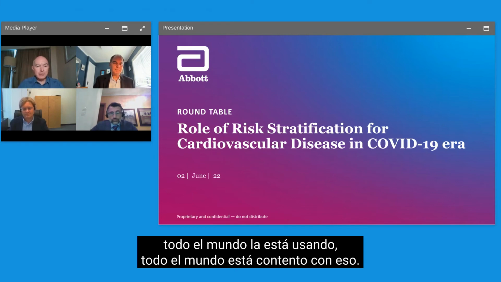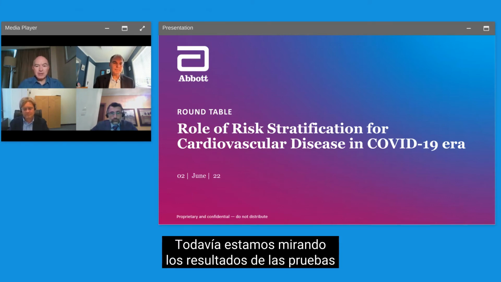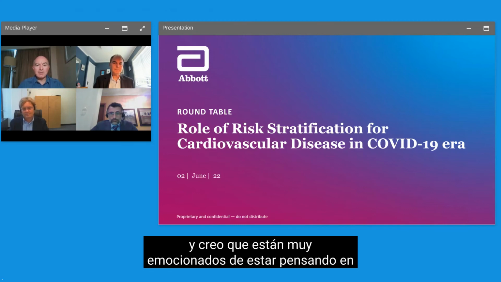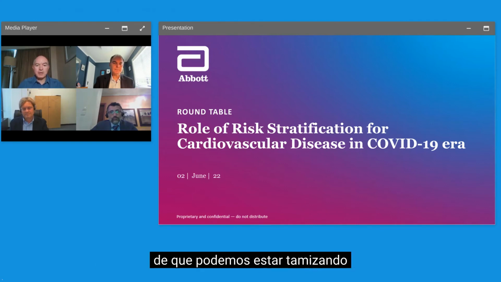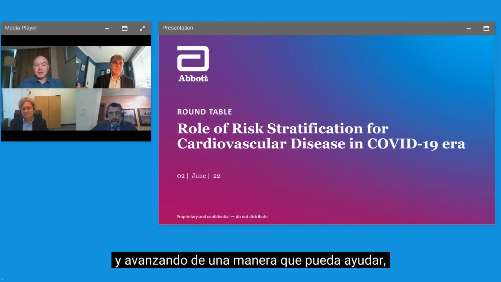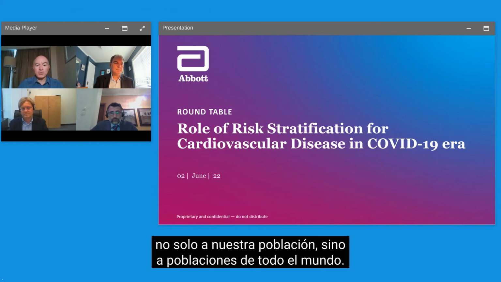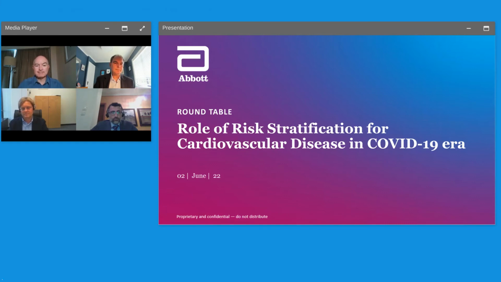We're still looking at the results of the testing, and I think they're very excited to be thinking about the proactive nature of what we're doing, that we can be screening and go forward in a way that can help not just our population, but populations around the world. I think it's very important.